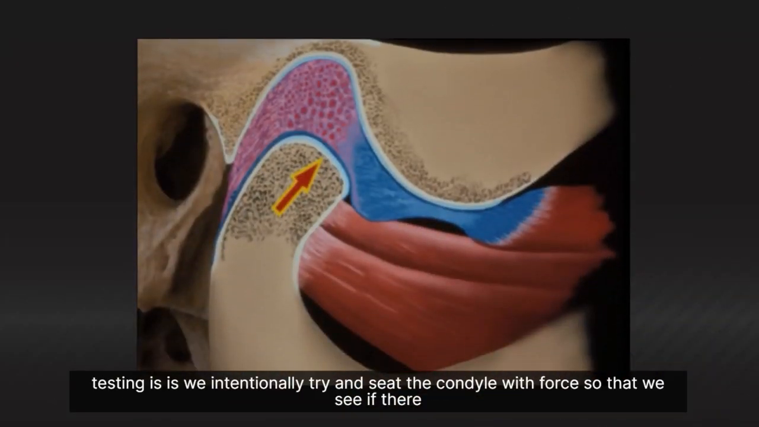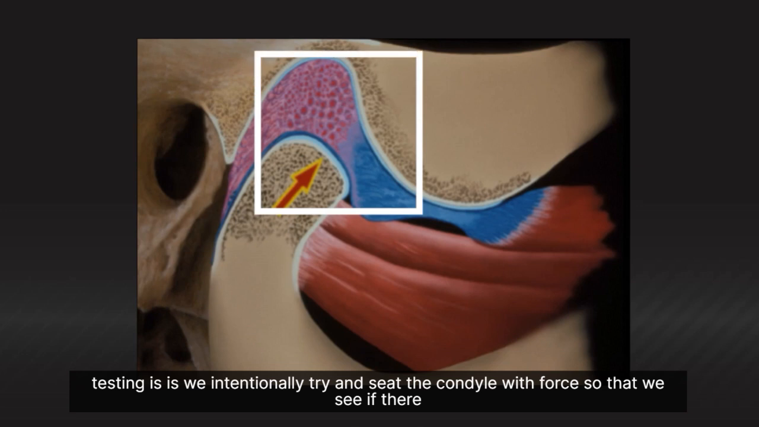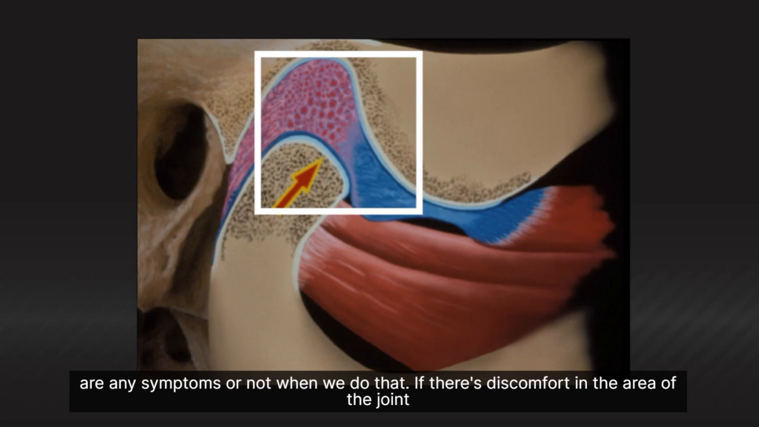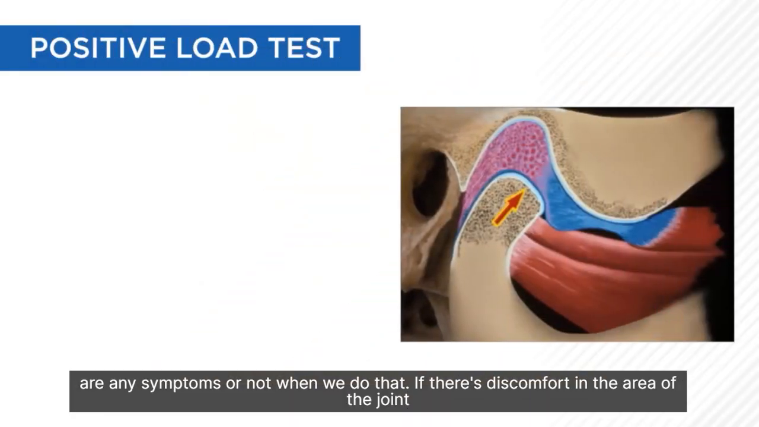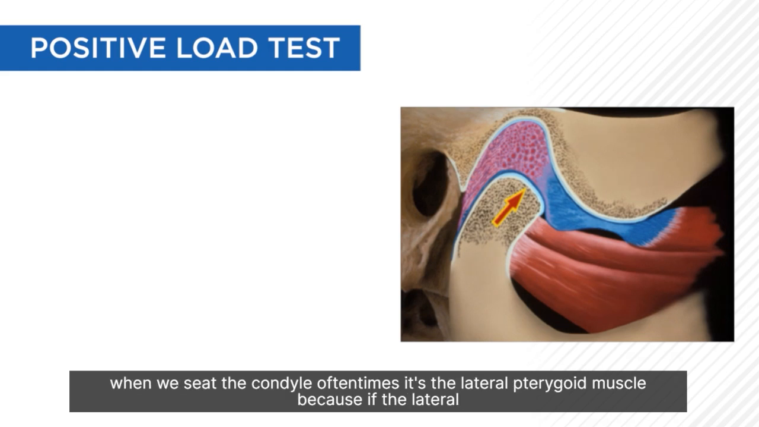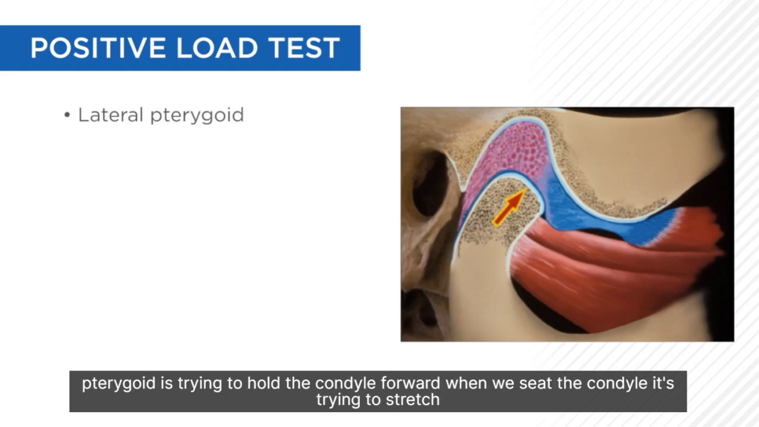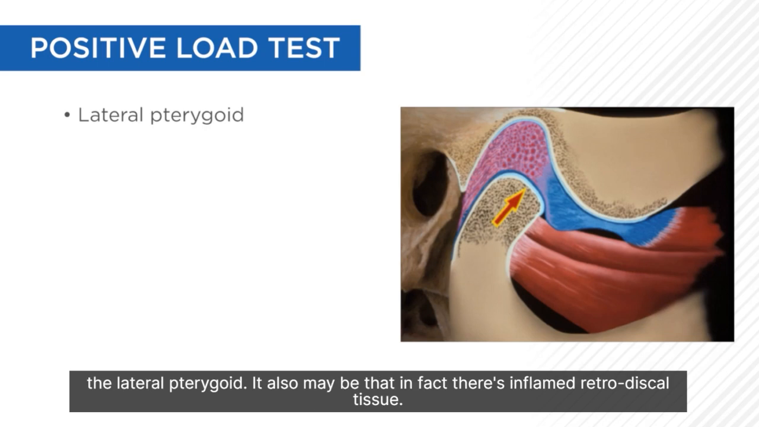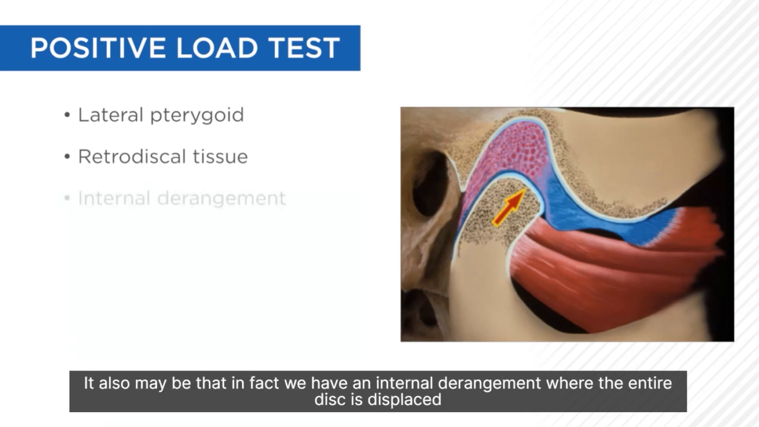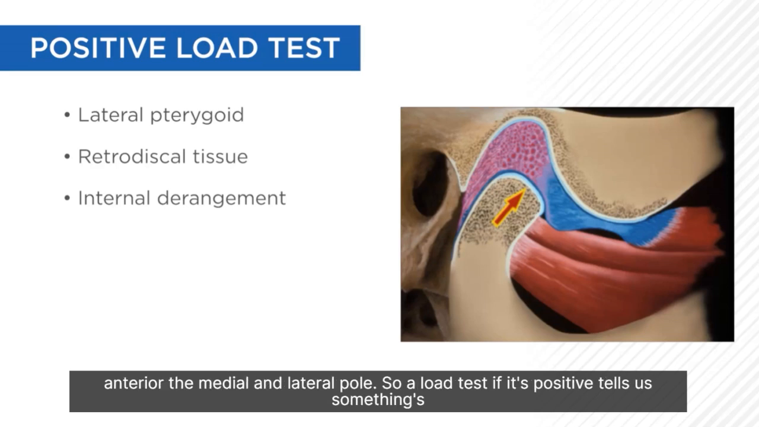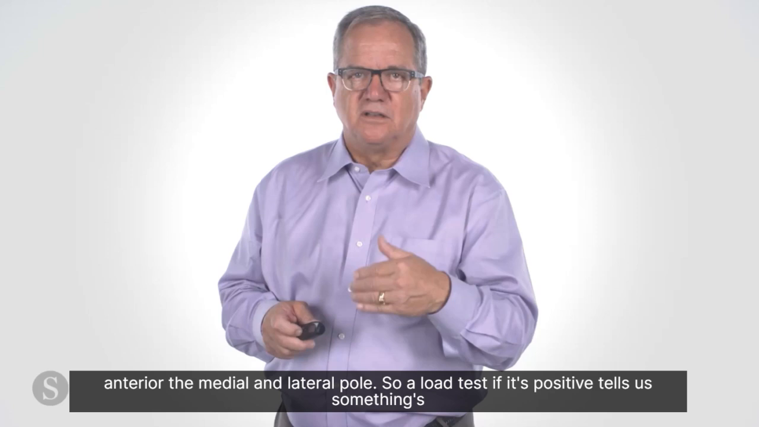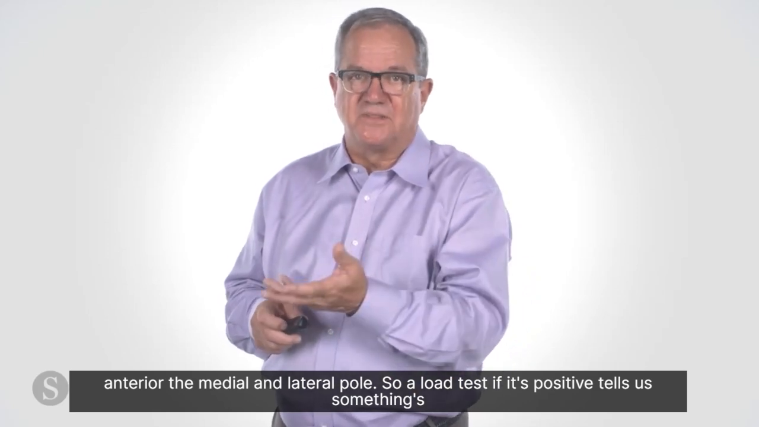But what load testing is, we intentionally try and seat the condyle with force so that we see if there are any symptoms or not when we do that. If there's discomfort in the area of the joint when we seat the condyle, oftentimes it's the lateral pterygoid muscle, because if the lateral pterygoid is trying to hold the condyle forward, when we seat the condyle, it's trying to stretch the lateral pterygoid. It also may be that there's inflamed retrodiscal tissue. It also may be that we have an internal derangement where the entire disc is displaced anterior, the medial and lateral pole. So a load test, if it's positive, tells us something's not right.